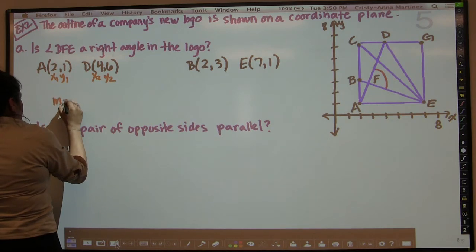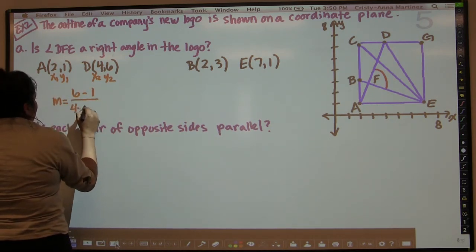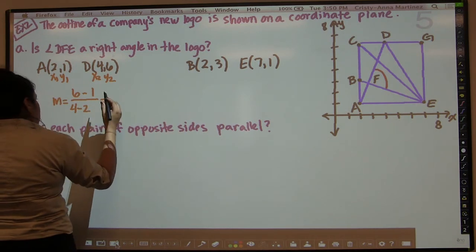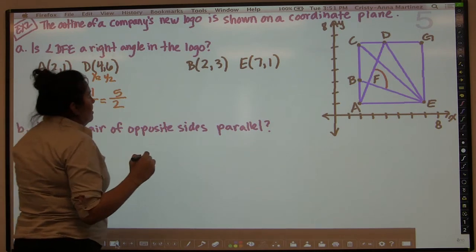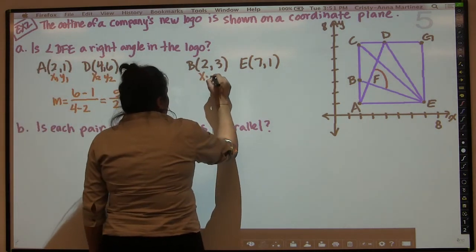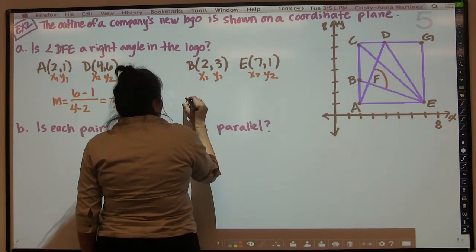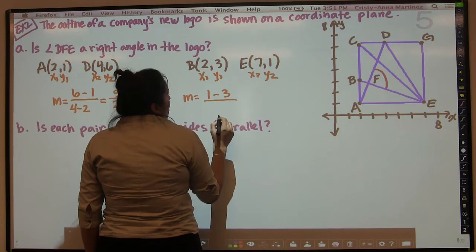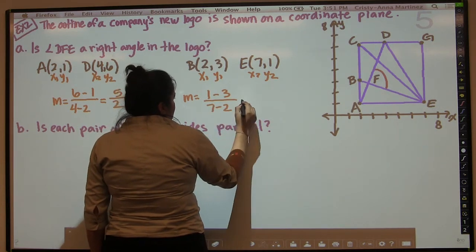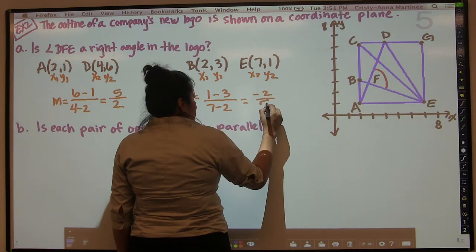So this slope is going to be 6 minus 1 over 4 minus 2. And 6 minus 1 is 5, 4 minus 2 is 2, so I get 5/2. And then over here I'm going to do the same thing, x1, y1, x2, y2. And I'm going to get my slope to be 1 minus 3 over 7 minus 2. And 1 minus 3 is -2, and 7 minus 2 is 5.